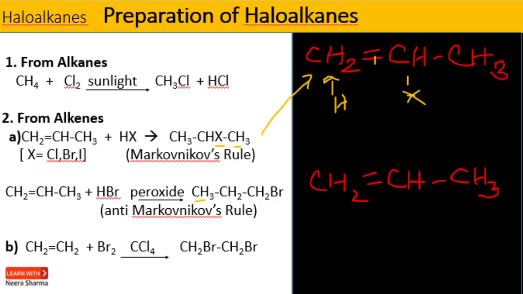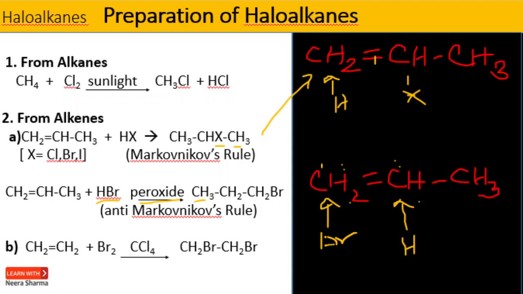If we add HBr in the presence of peroxide, you have to remember this is only for HBr, then the hydrogen will go to the carbon which has less number of hydrogens. These are the two doubly bonded carbons. This has 2 hydrogens, this has 1 hydrogen. So hydrogen will go to the carbon having less number of hydrogens, and Br will get attached to the other carbon.